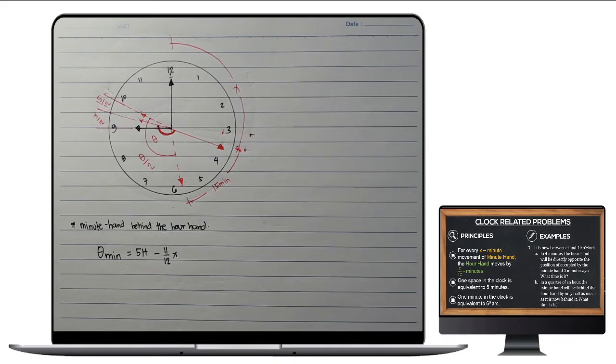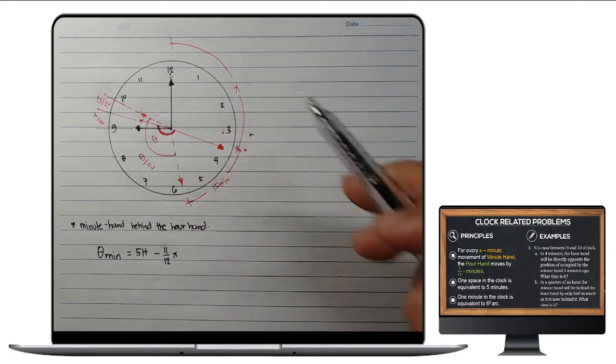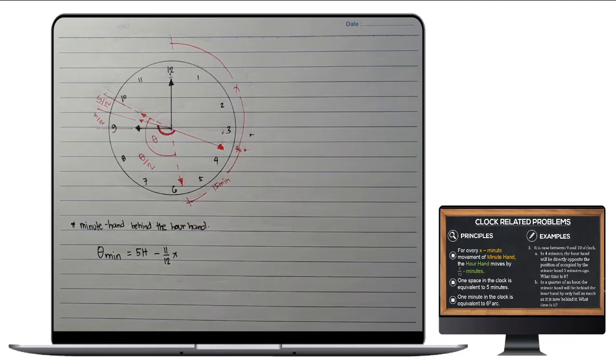I'm using theta in minutes because the units here are in minutes. We do not have units in degrees. So, let's use units in minutes so that they are uniform and there is no need for conversions. So, I already gave this formula. Theta in minutes is equal to 5h minus 11 over 12 x when the minute hand is behind the hour hand.